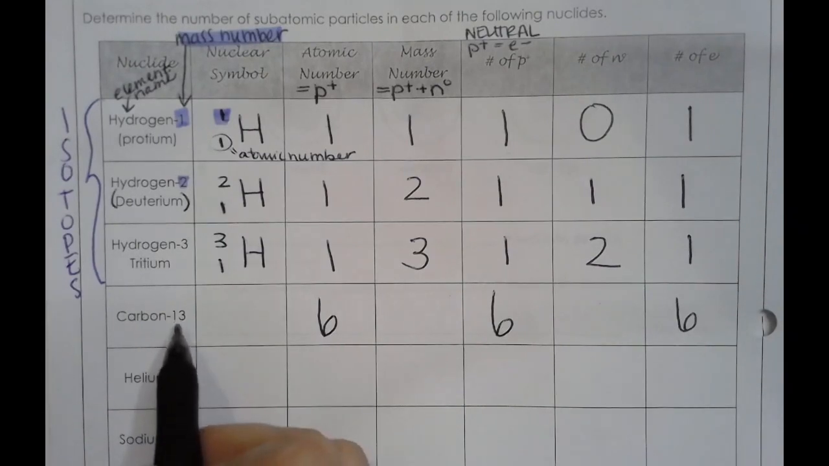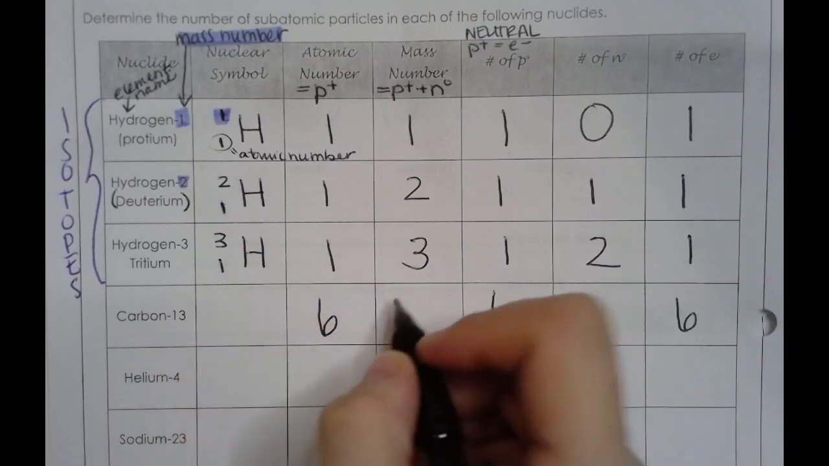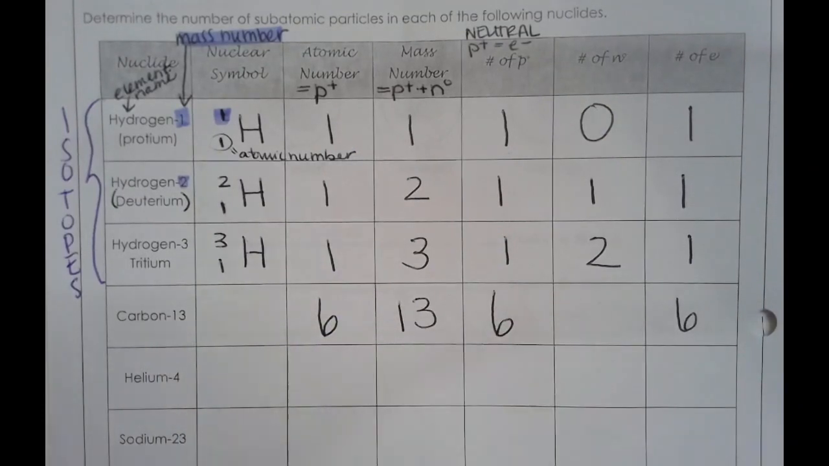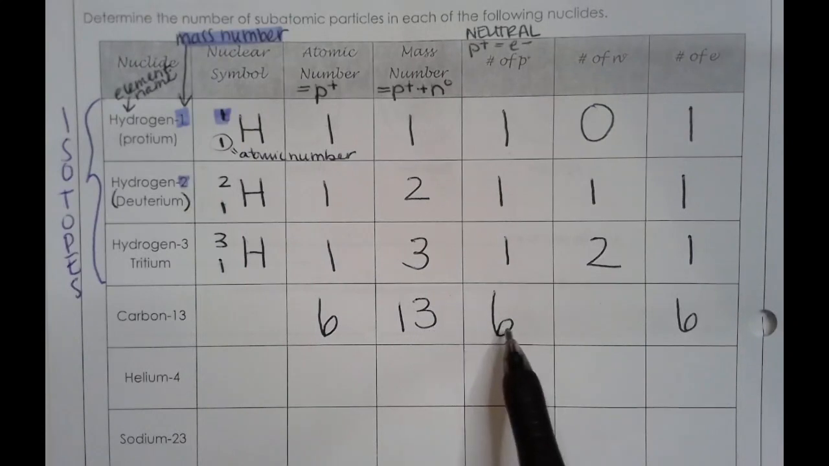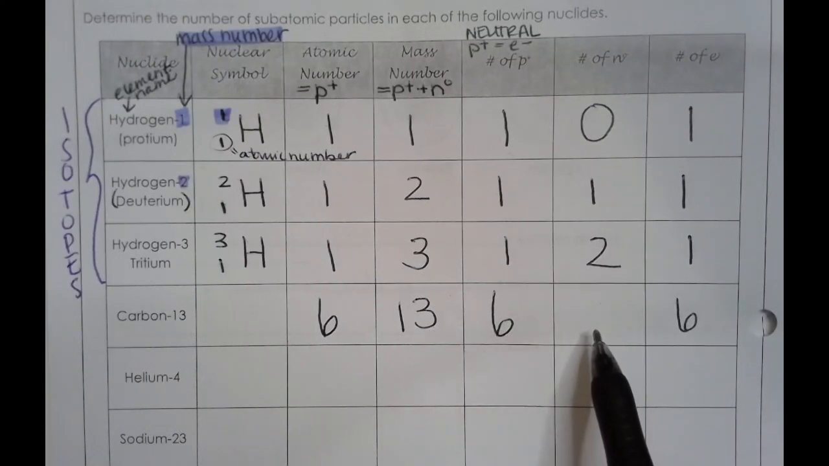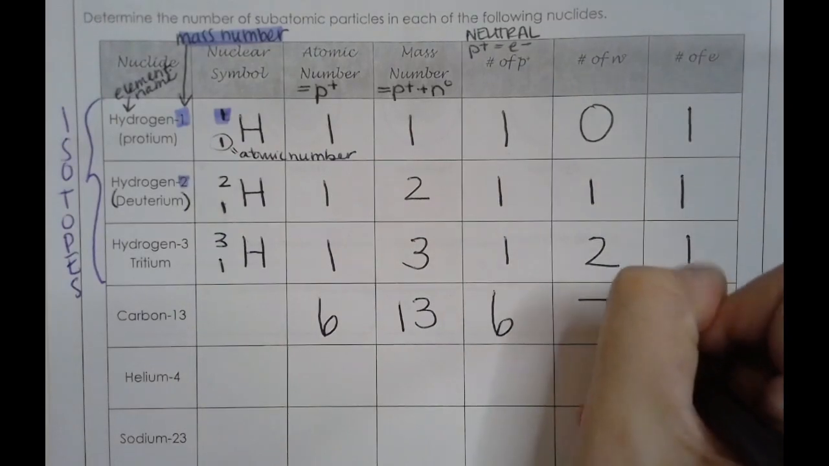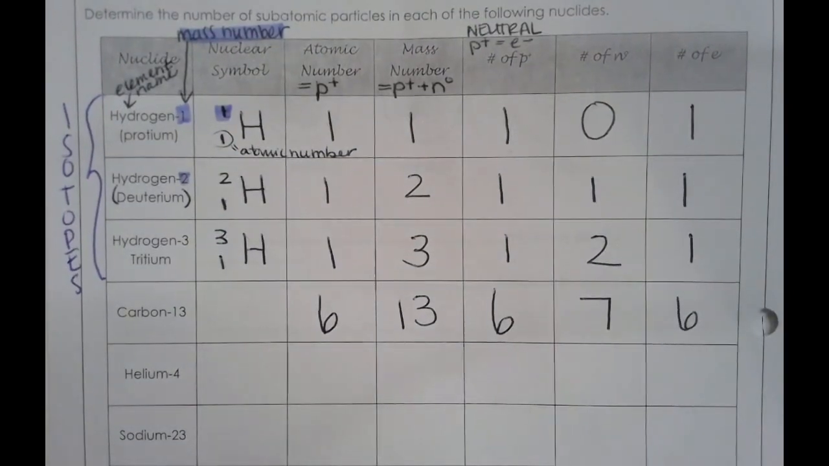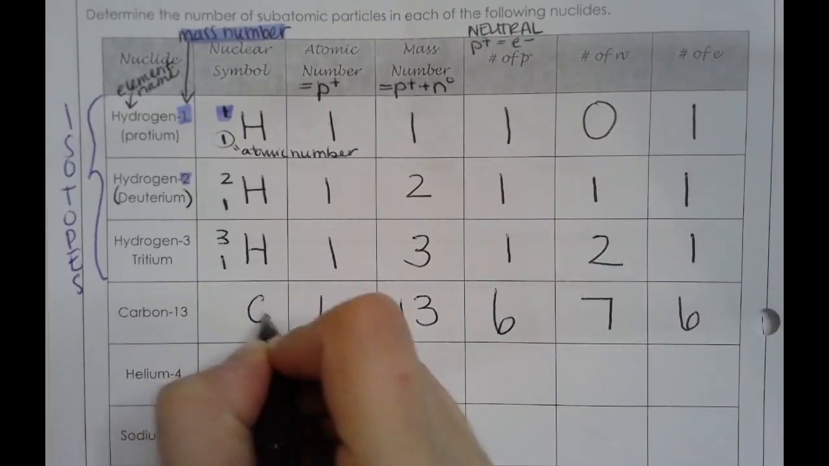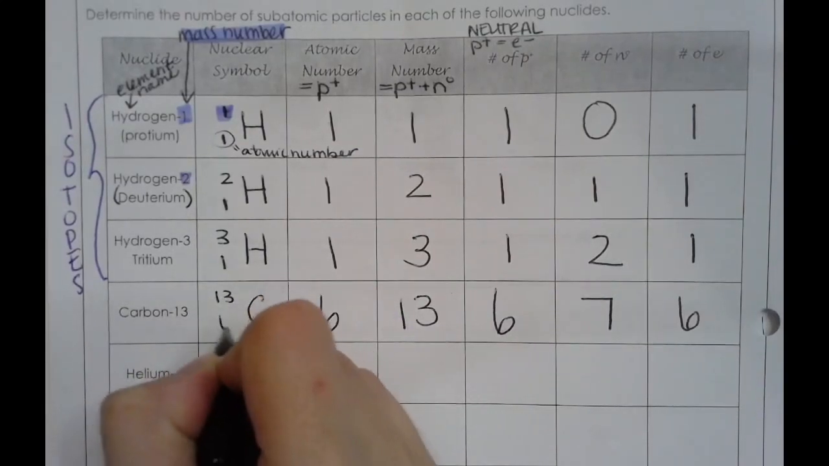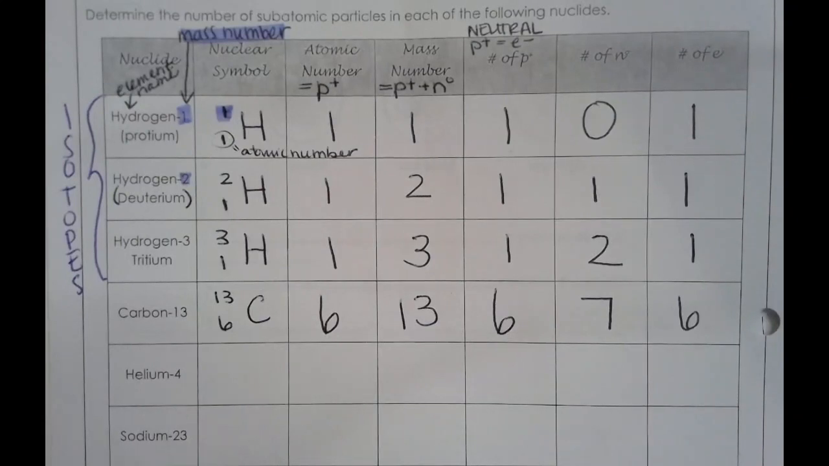So this 13 is the mass number again. So I'm just going to take that and write that down there. Mass number is equal to protons plus neutrons. Therefore, how many neutrons must be in the nucleus? 7. 6 plus 7 gives me 13. And then my nuclear symbol looks like that. Again, not a fraction, it's just 13 over 6.